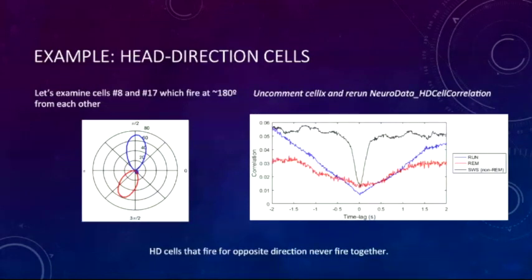Here's another example. If you uncomment one line, which is called cell IX in the MATLAB code, that will generate this second example. These two cells now fire for opposite directions of the head. As you expect, in blue, during wakefulness, these two cells are anti-correlated. They never fire together. Okay, so there's a dip in the cross-correlogram. And you also saw a dip during REM sleep and during non-REM sleep, but again, the width is different because the underlying dynamics is different.